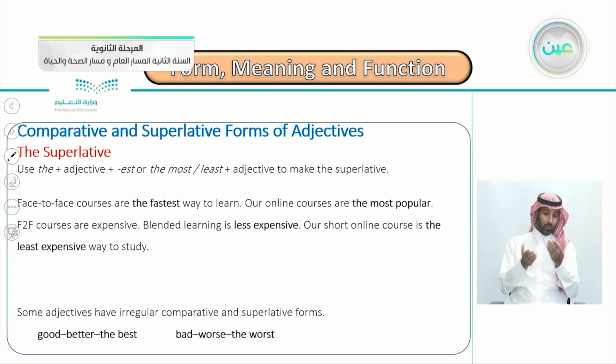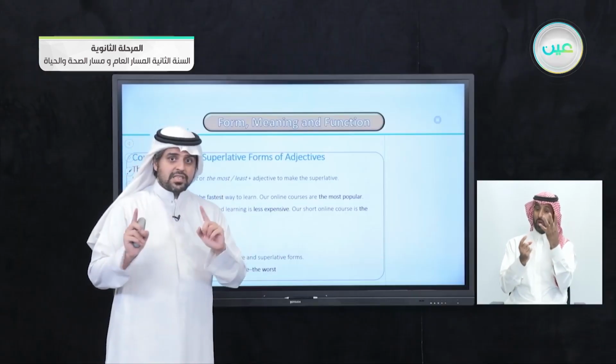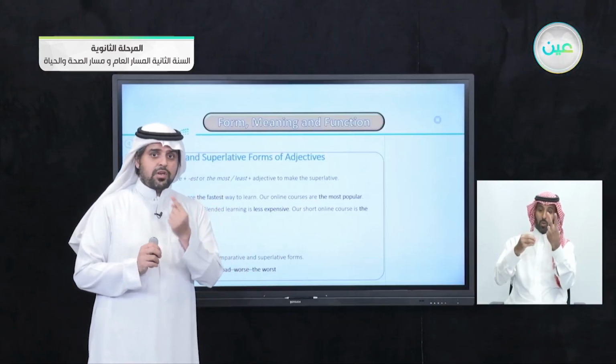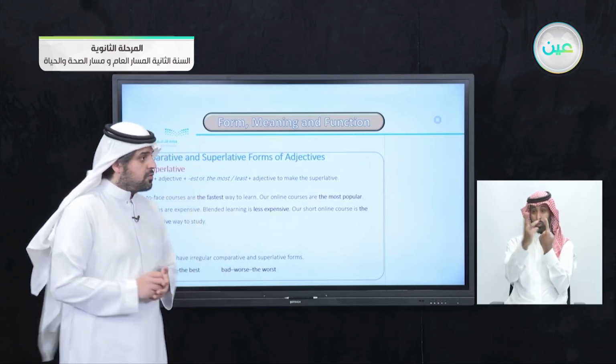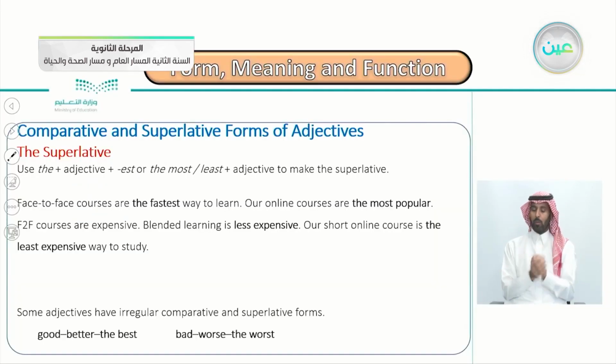Comparative and superlative forms of adjectives. Now we're talking about the superlative. So the comparative is comparing two objects. The superlative is comparing one object from a group. We use the plus adjective plus est, or the most or least plus the adjective to make the superlative.